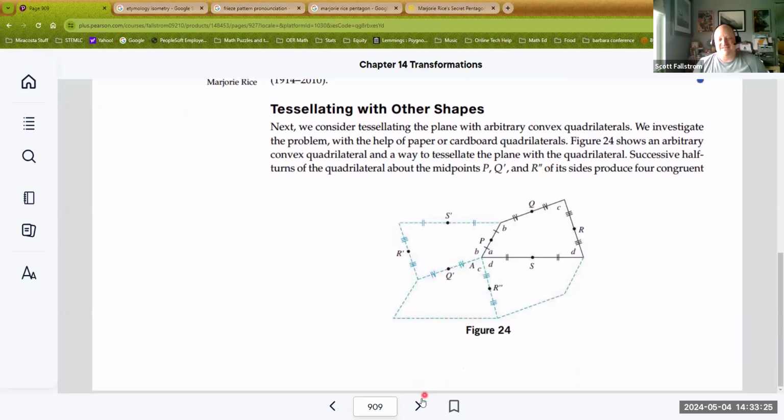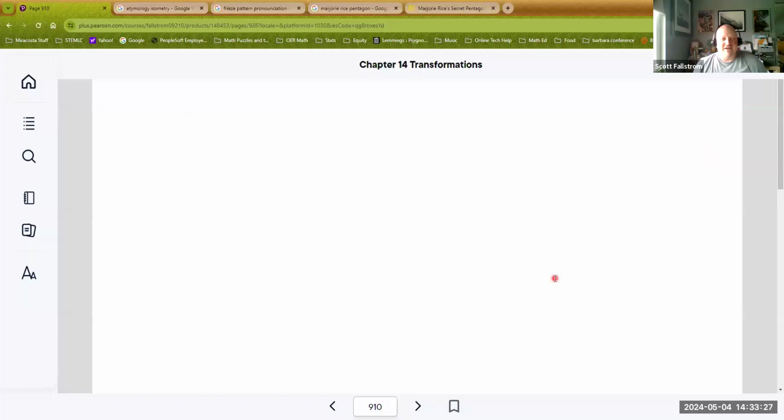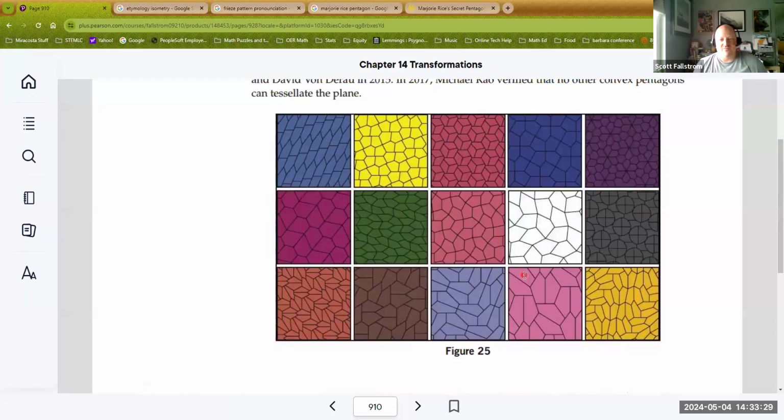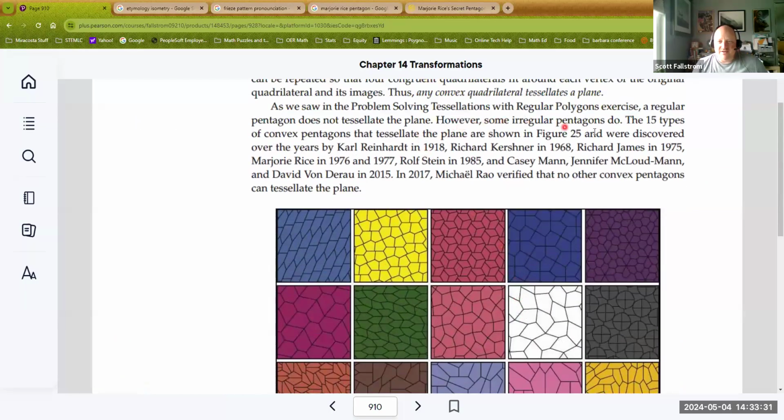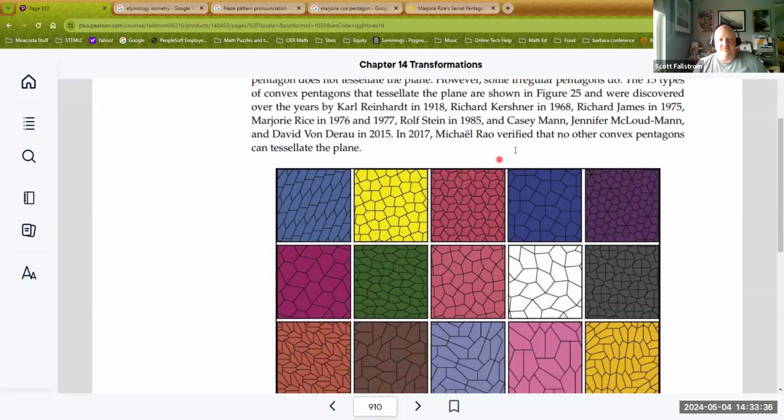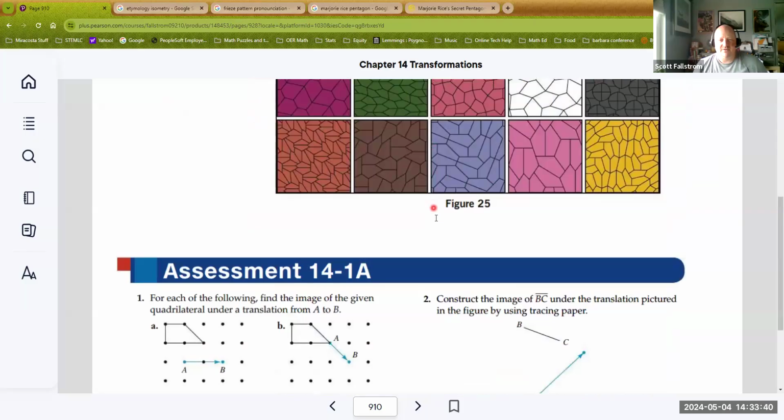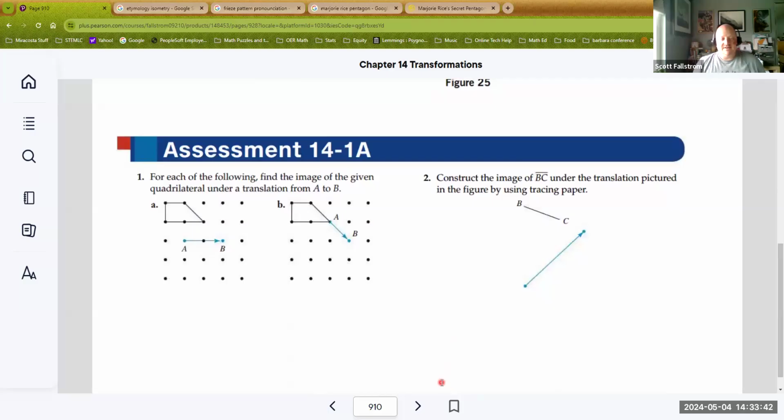So we'll take a look at tessellating with other shapes and we'll see how that looks. Here's a lot of irregular ones. Regular polygons are the big one. And that's it. I guess that's it. Woo!